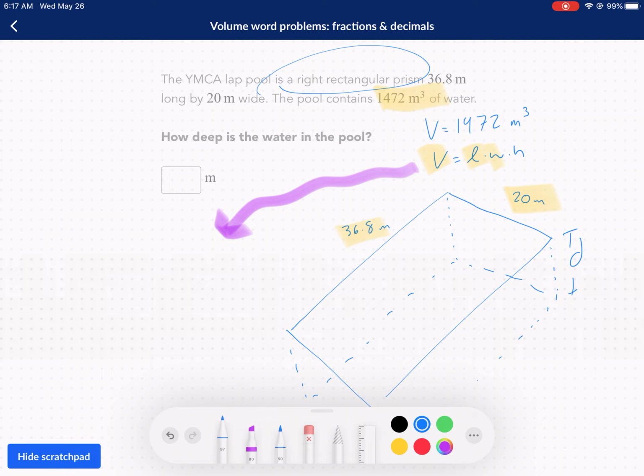That's actually a really cool arrow. I wanted to use the other one, but I like it. 1472 equals 36.8.